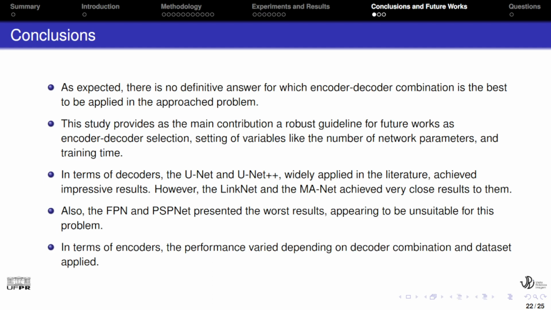As a conclusion of our work, there is no definitive answer to which encoder-decoder combination is the best. However, our study provides a guideline for the selection of encoders and decoders depending on the scenario in which these networks will be applied. Also, the UNet and UNet++ outperformed the other decoders. However, the LinkNet and MANet also achieve impressive results. Meanwhile, the FPN and the PSPNet show not to be a good choice for this problem.